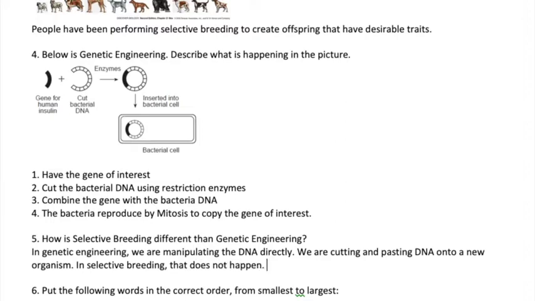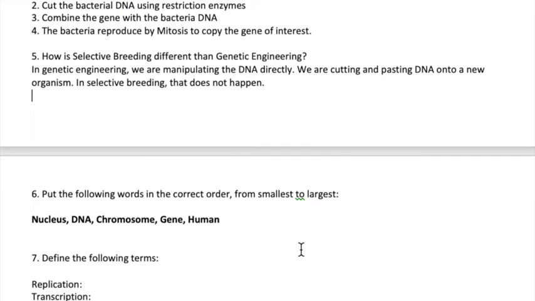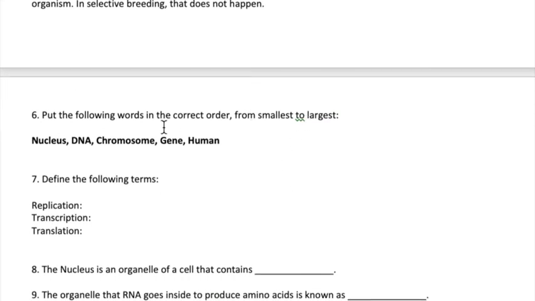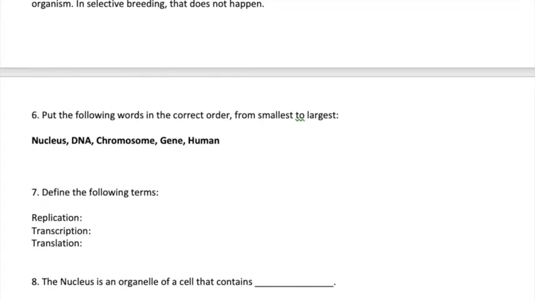That's the major difference. So, number 6, put the following words in the correct order from smallest to largest. So we have to find, let's start with the largest first. What is the largest thing here? If you said human, you are correct. So I know it says from smallest to largest, but put this here first. Humans are our biggest thing. What's after that? What's the next biggest thing? The next biggest thing here is nucleus. A nucleus is an organelle in the cell that's going to house the next thing we're going to add.